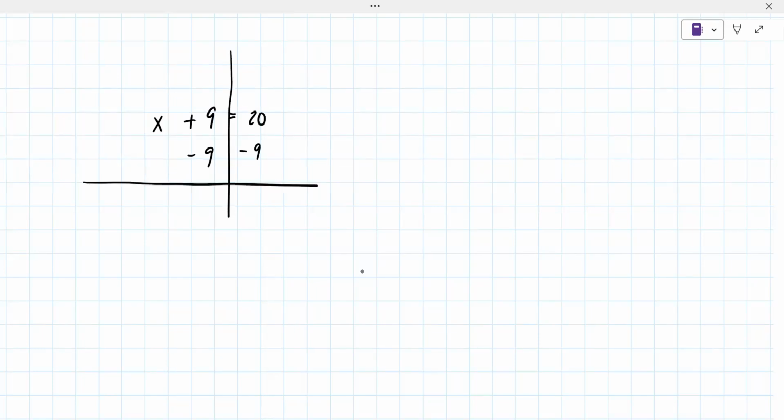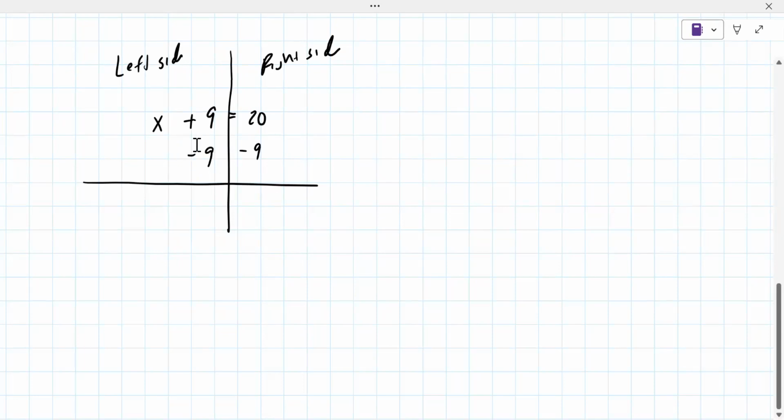Let's say it's x plus 9 equals 20. You can undo addition by 9 by subtracting 9. So you're going to subtract 9 here, and you want to show it on both sides of the equation. When I say sides, this is the left side, this is the right side. You always do the same thing to both sides of the equation. That equal sign divides the equation.